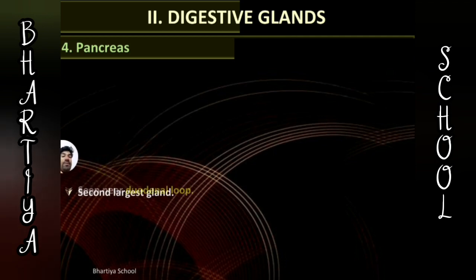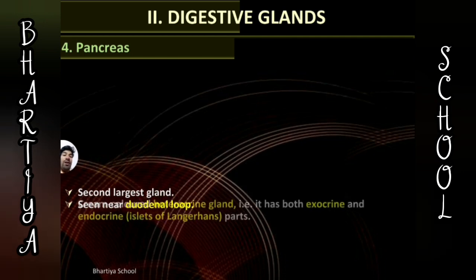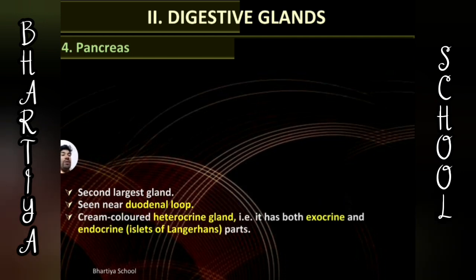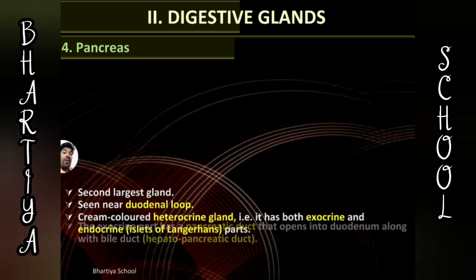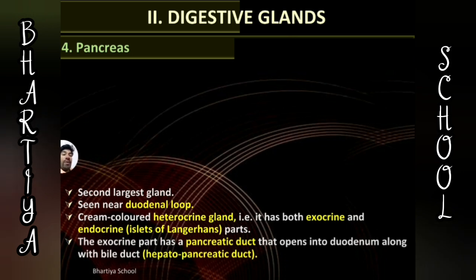Our next gland is the pancreas. It is the second largest gland, which is present near the duodenal loop, in the C-shaped groove of the duodenum. It is a creamish colored heterocrine gland. Heterocrine glands are those glands which function as both exocrine as well as endocrine glands. The exocrine part of this gland is the pancreatic acini, and the endocrine part of this gland is the islets of Langerhans. The pancreatic duct opens into the duodenum along with the bile duct through the hepatopancreatic duct.